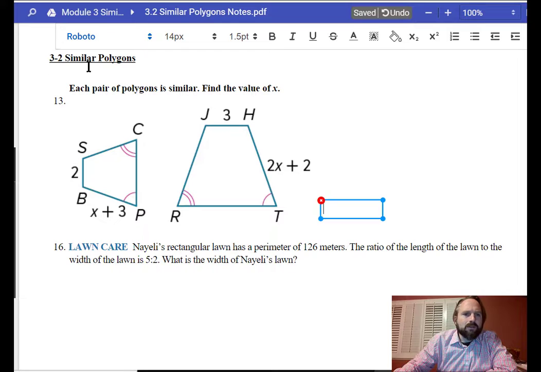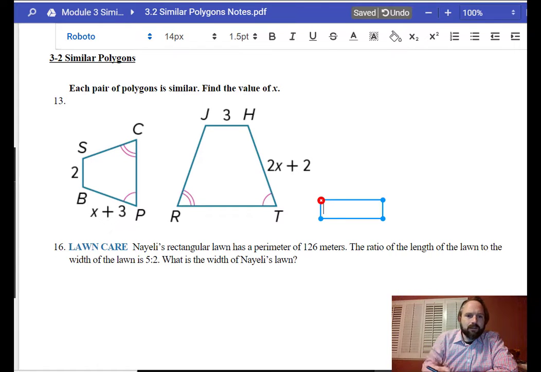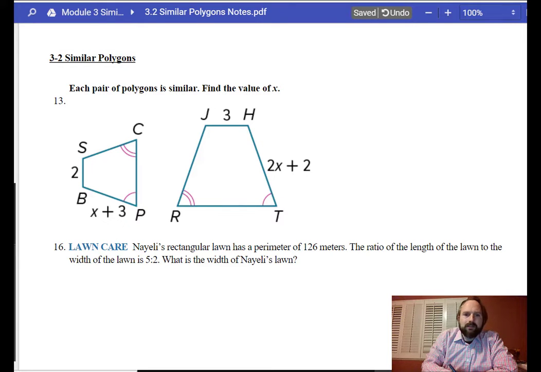There we go. So each pair of polygons is similar. Okay, so we're going to say they're similar. Find the value of x. Okay, well, here we go. We understand that, hey, look, we can make this compare to this. So we're going to compare, let's say this is going to be our top. Let's say this is going to be our bottom.